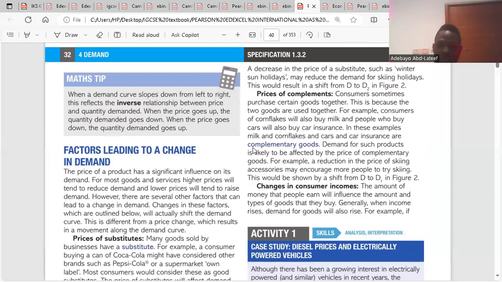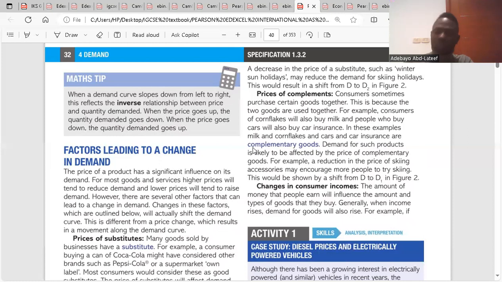So that's about substitutes. Now we go to prices of complements. Consumers sometimes purchase certain goods together. This is because the two goods are used together. For example, consumers of cornflakes will also buy milk, and people who buy cars will also buy car insurance. In this example, milk and cornflakes, and car and car insurance, are complementary goods.